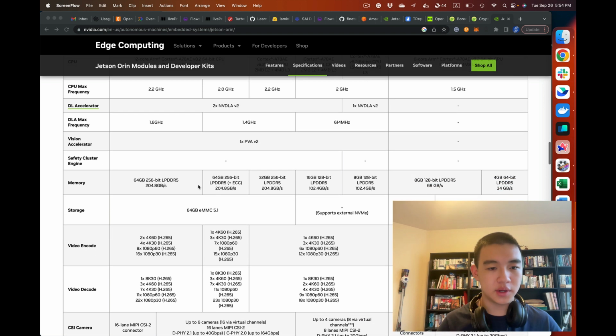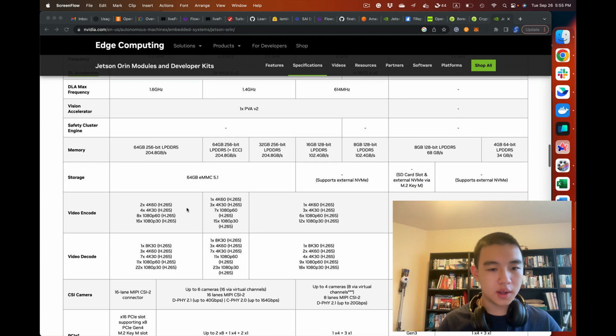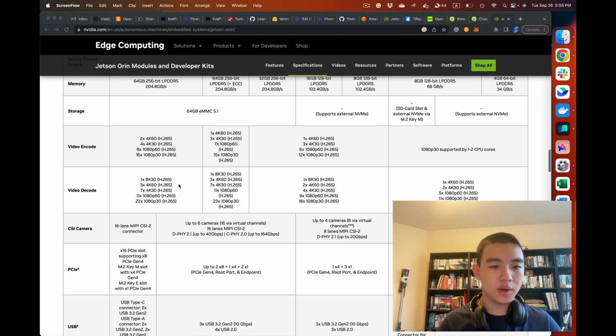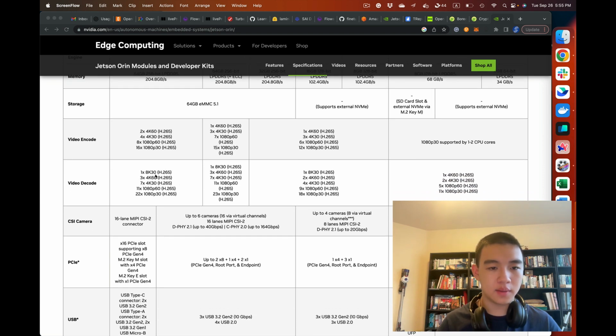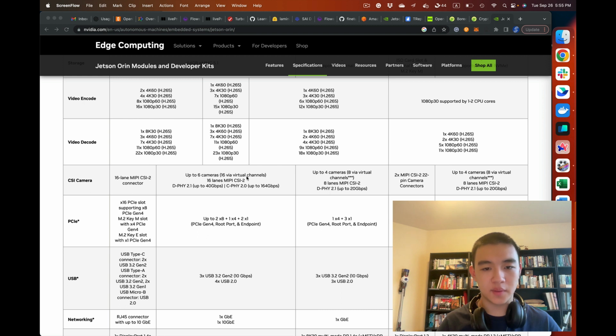There's no safety cluster engine. And then the memory here is 64 gigabytes, 256-bit LPDDR5 at 204.8 gigabytes per second. And then the storage is 64 gigabytes eMMC 5.1. We have video encode here, so anywhere from 2 4K60 to 16 1080p30. And then video decode is anywhere from 1 8K30 to 22 1080p30. You can have up to 6 cameras, 16 via virtual channels.